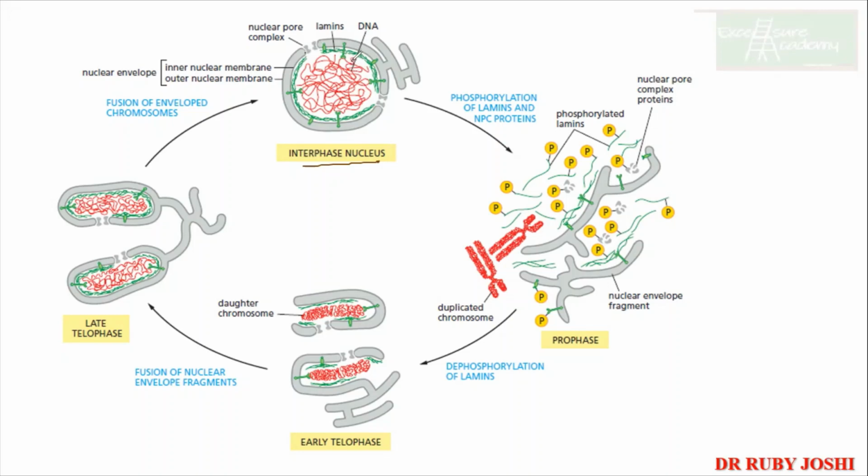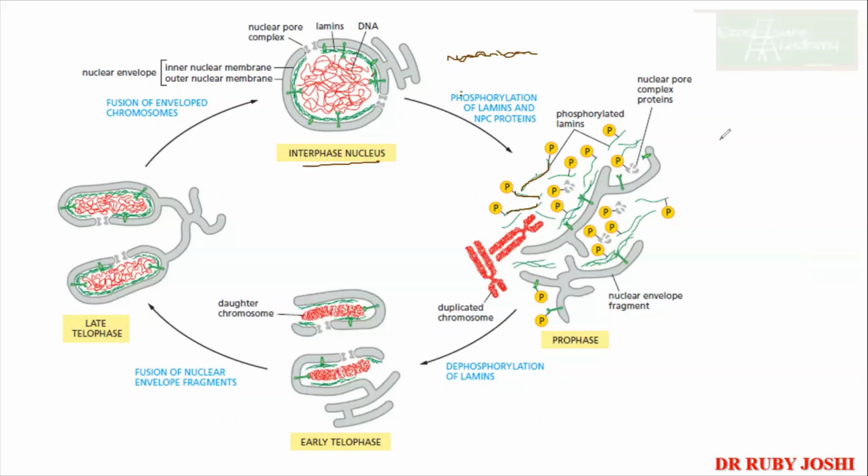So what will happen? This will result in the disappearance of your nuclear envelope, because the lamins are phosphorylated. This green colored intermediate filament is now phosphorylated. So now you can see they are single. Correct? What is here? They are coiled structures, but after phosphorylation they become single and the entire nuclear membrane has disappeared.